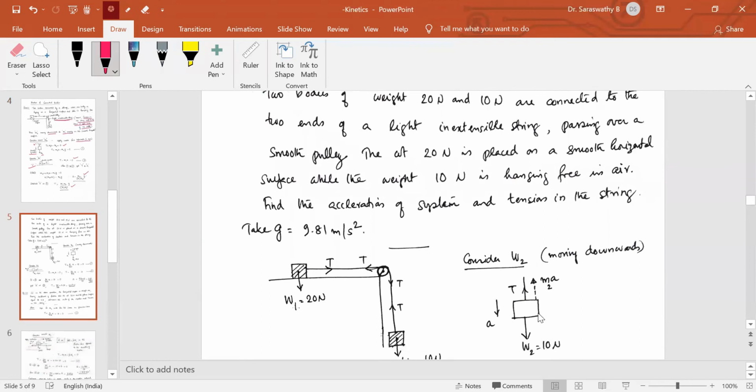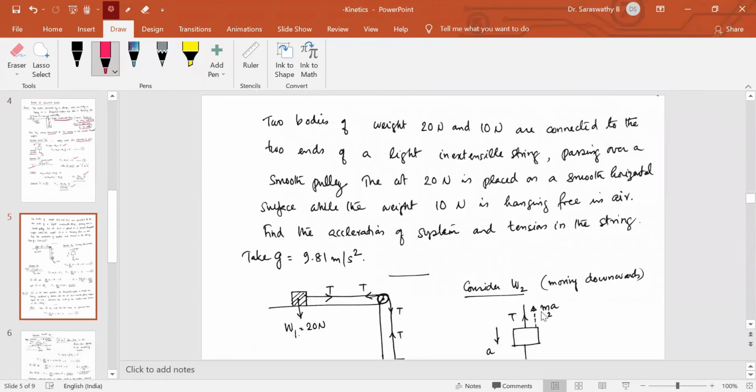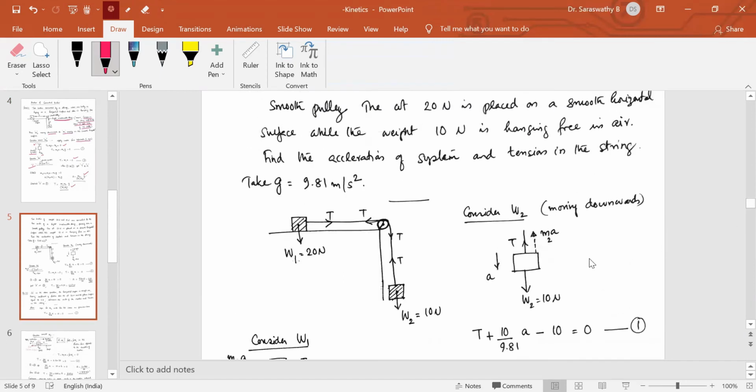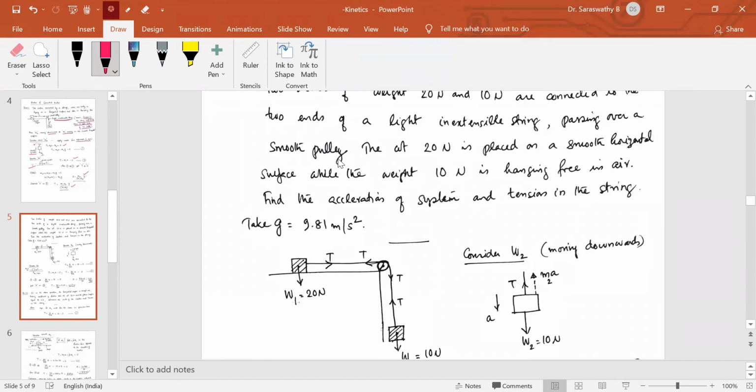Have a numerical example. Let us see. Two bodies of weight 20 Newton and 10 Newton are connected to the two ends of a light inextensible string passing over a smooth pulley. The weight 20 Newton is placed on a smooth horizontal surface, while the weight 10 Newton is hanging free in the air. Find the acceleration of the system and tension in the string. Acceleration due to gravity G is given 9.81. So the numerical example for the case which you have discussed now.